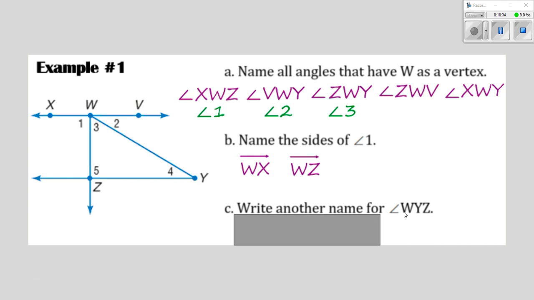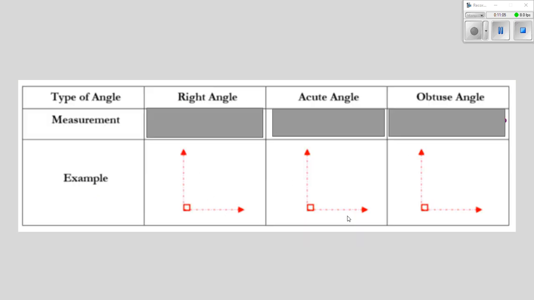Write another name for angle WYZ. Oh, it looks like it's the 4 that is designated for it. So angle 4. Now we'll just put 4, because then I'm going to think that, oh, you're just giving me a number. So what am I going to do with that number? What does it tell me? If you put the angle symbol in front of the 4, or in front of the 3 letters, then you're telling me we're dealing with an angle. So be precise. Okay, move on to the next.